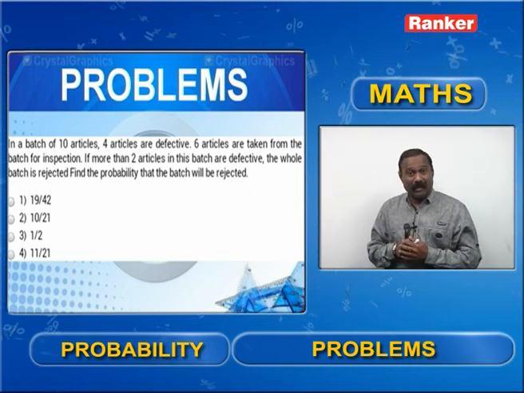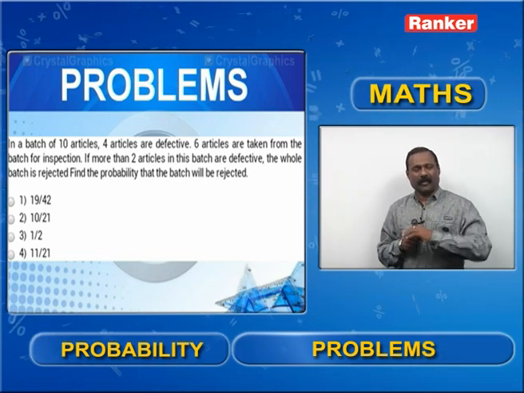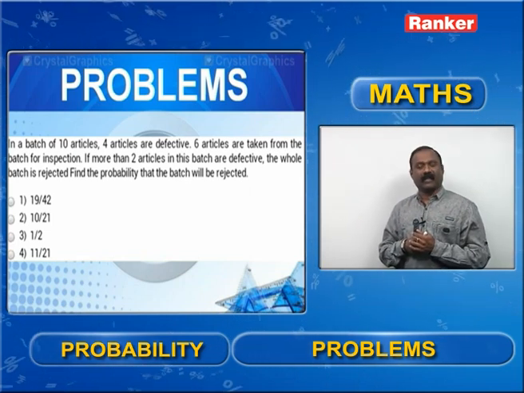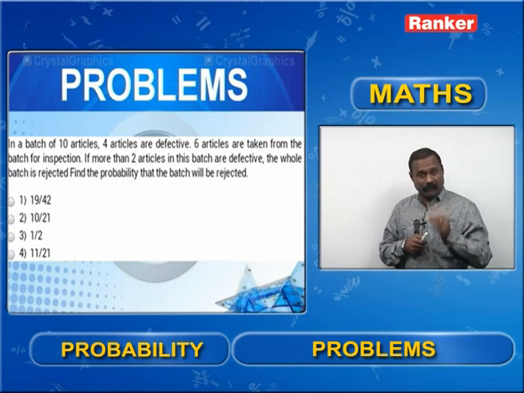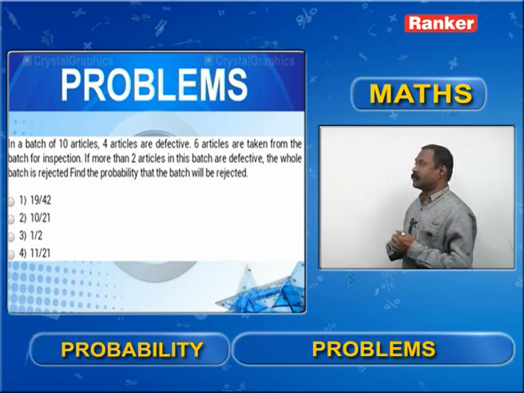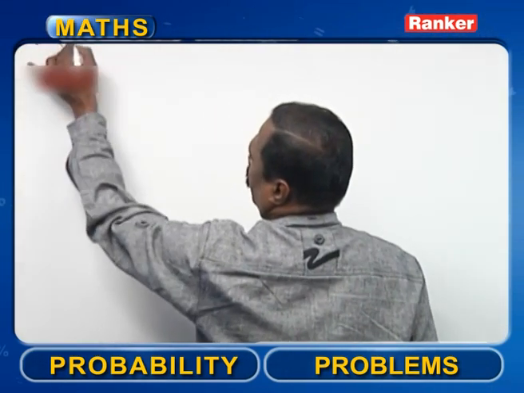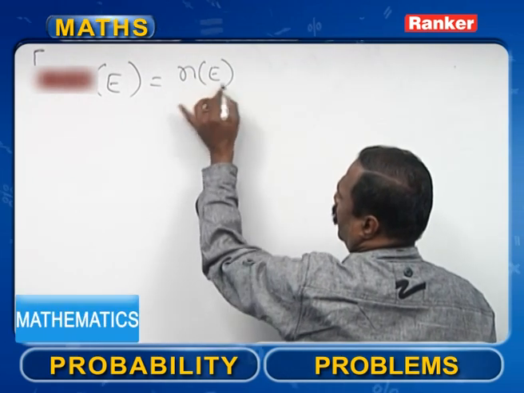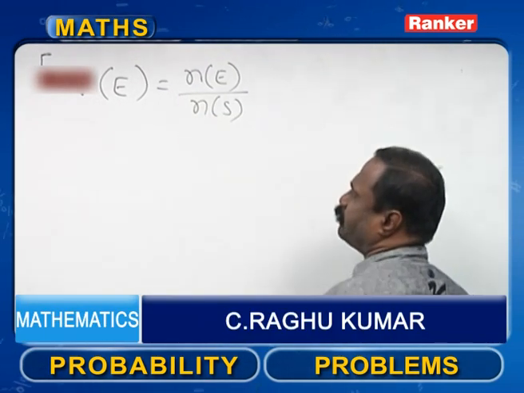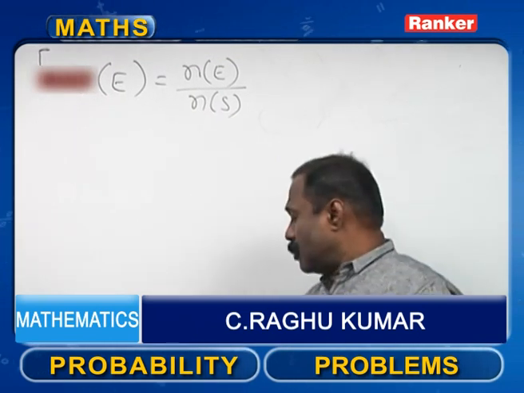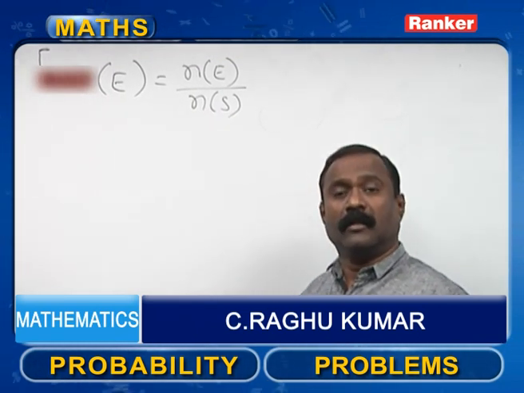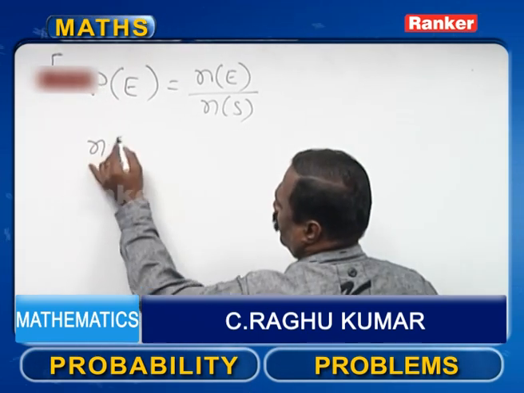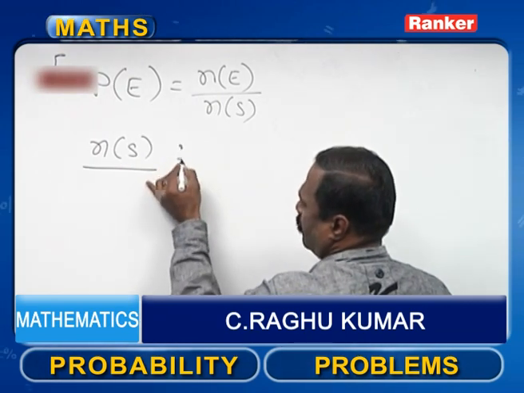I discussed this yesterday also. I just read the problem and explained it to you. Let us see how it can be done. Whatever problem you take up in probability, you must first write the total number of outcomes. That is, P of E, the probability of any event E, is nothing but N of E upon N of S. So N of S is nothing but the total number of outcomes. So first of all, you write that, please, always.